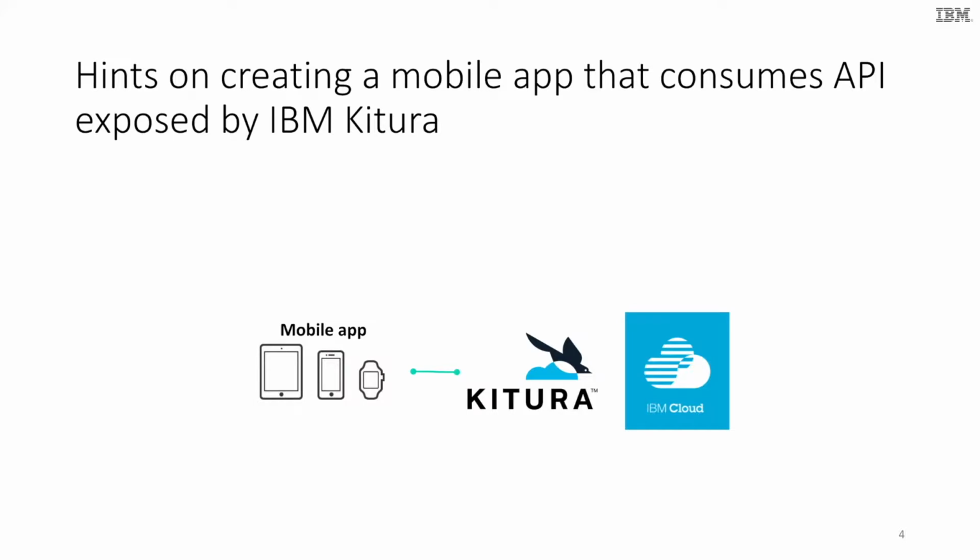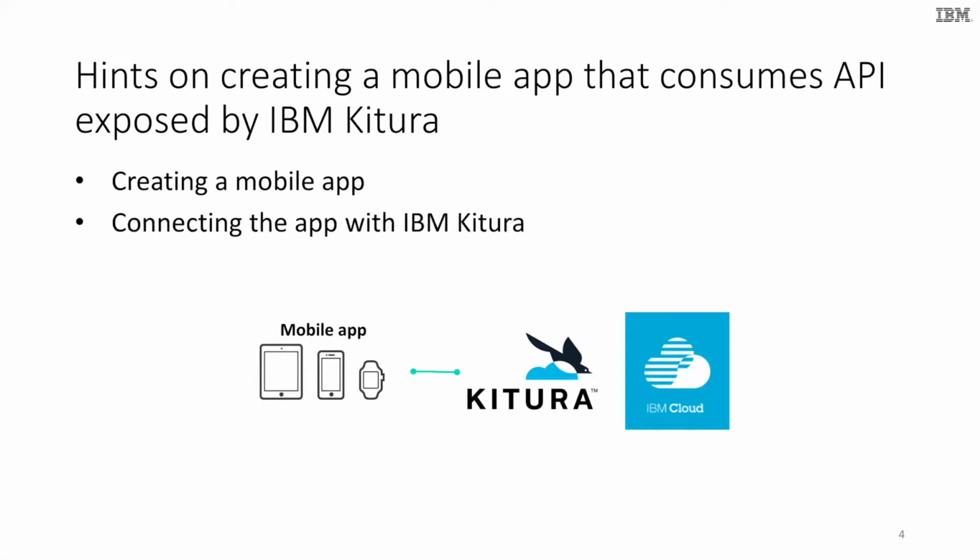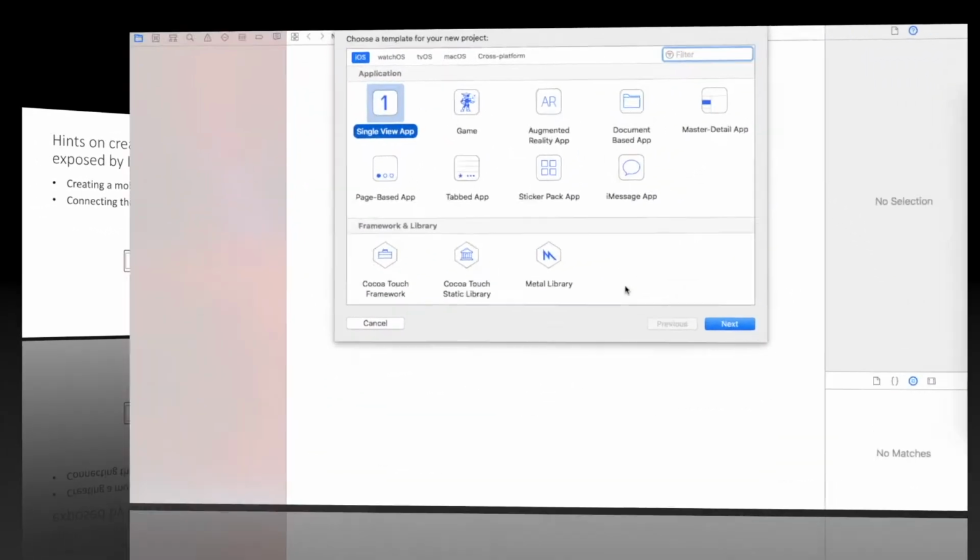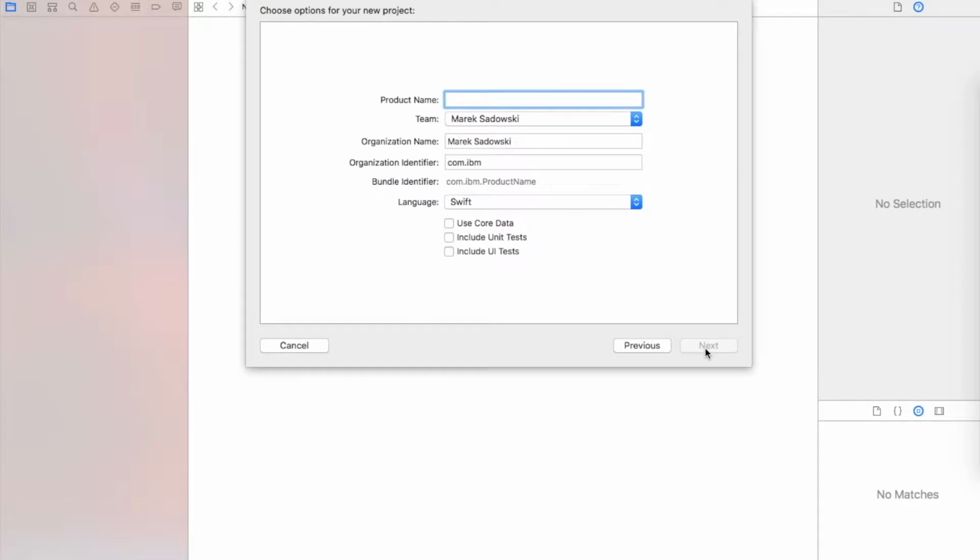In this video, we will work with IBM Kitura and we will consume the API exposed in a mobile application. We will create a mobile application and connect it to IBM Kitura. In lab2, we will build the new application.